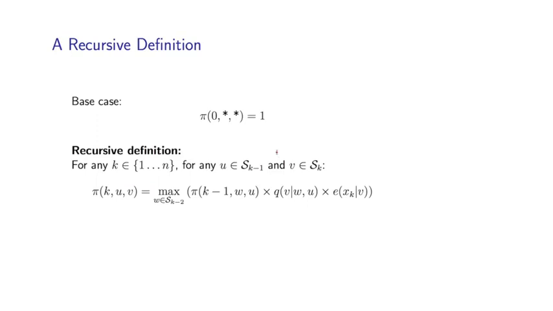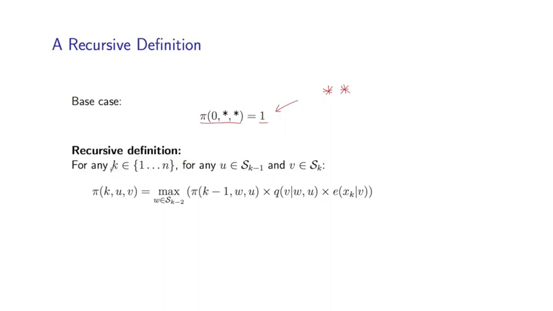So now let's give a recursive definition. The critical idea is going to be that these pi values can actually be calculated efficiently using a recursive definition which is given on this slide. So firstly, the base case is going to say that pi of 0 star star is equal to 1. This basically just reflects the fact that every tag sequence starts with star star at its very beginning. And then we have a second definition which is more interesting. This is the recursive definition.